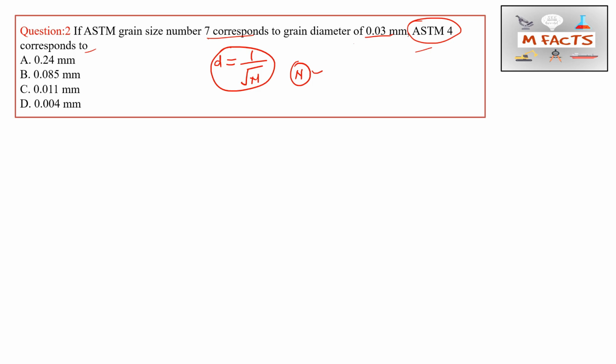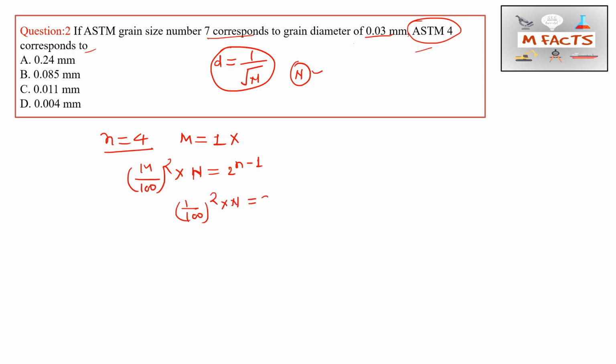Suppose they are asking about ASTM number 4, so the n value is 4, and the magnification m they did not give, so I will take it as 1x, because our calculation is at 1x when magnification is not given. So we use (M/100) whole squared multiplied by N equals 2 to the power n minus 1. We put the values here and calculate this capital N value.